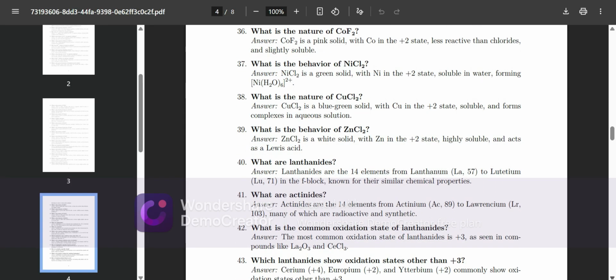What is the nature of CoF2? CoF2 is a pink solid with Co in the +2 state, less reactive than chlorides and slightly soluble. What is the behavior of NiCl2? NiCl2 is a green solid with Ni in the +2 state, soluble in water, forming [Ni(H2O)6]2+.